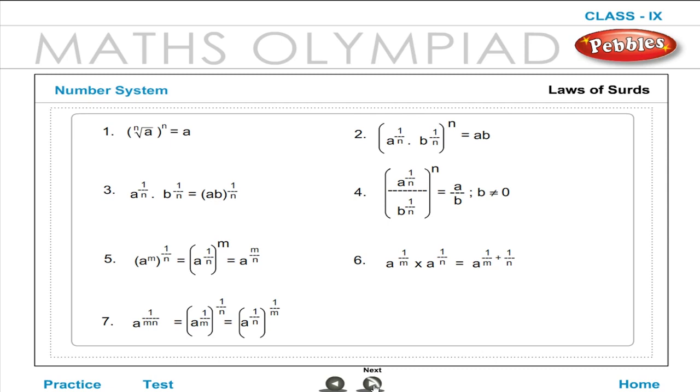a raised to 1 by m into a raised to 1 by n is equal to a raised to 1 by m plus 1 by n. a raised to 1 by mn is equal to (a raised to 1 by m) the whole power of 1 by n, which is equal to (a raised to 1 by n) the whole power of 1 by m.